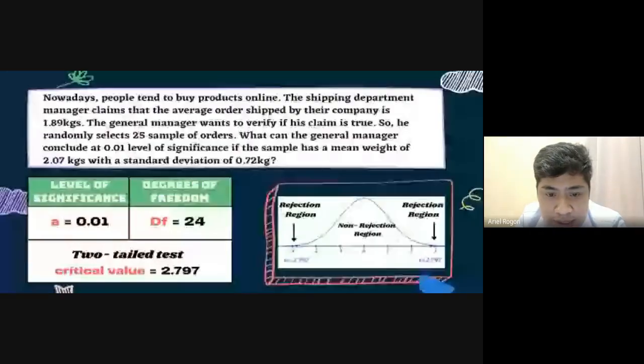So here is the illustration of the hypothesis test graph. As we can see, we have two rejection regions. Aguilar, I think your presentation is late. There, we can see it now.